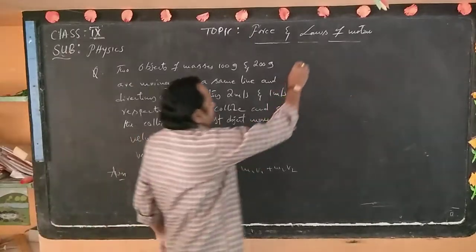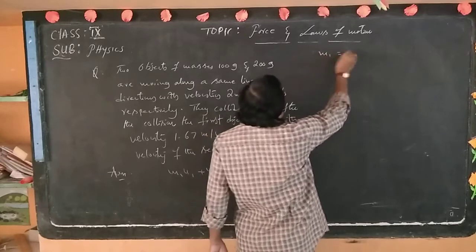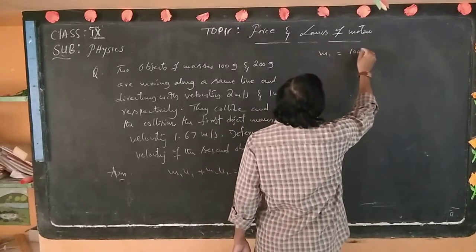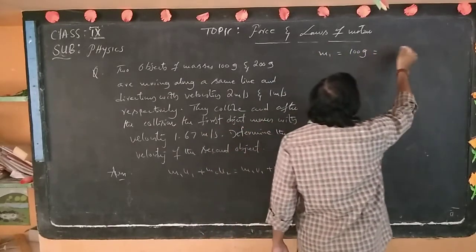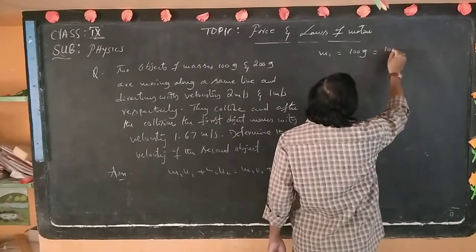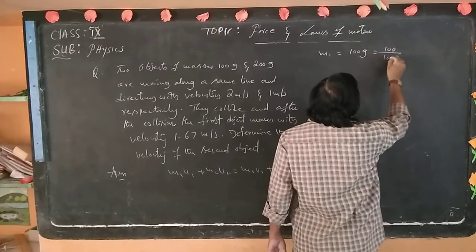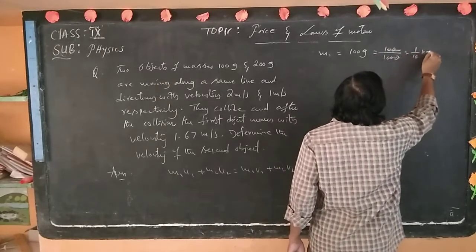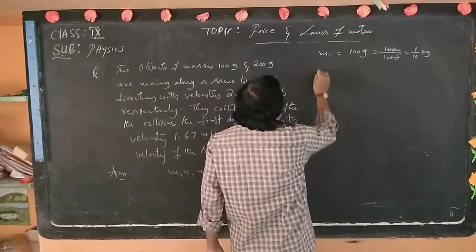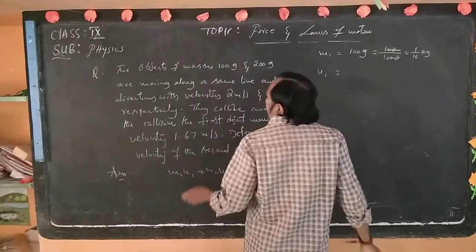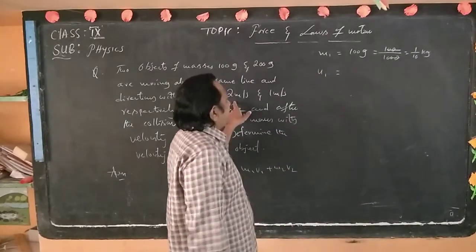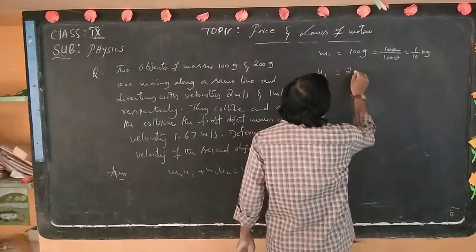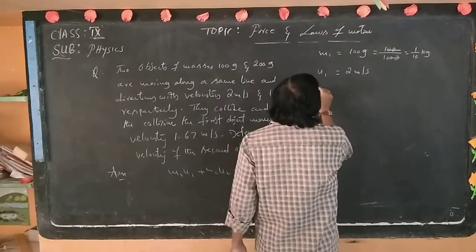Now the mass of the first body, m1, is equal to how much? 100 grams. To convert 100 grams into kilograms, that is 100 by 1000, which is 1 by 10 kilogram. Then the initial velocity u1 is equal to 2 meter per second.